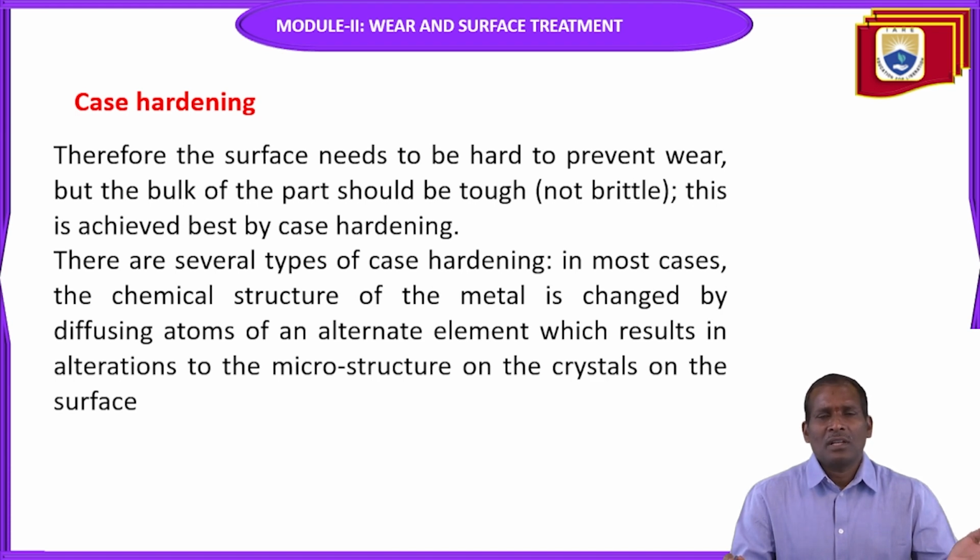There are several types of case hardening processes, but in most cases the chemical structure of the metal is changed by diffusing atoms of an alternate element. Due to this process, there is an alteration to the microstructure of the crystals on the surface. This type of process is called case hardening.